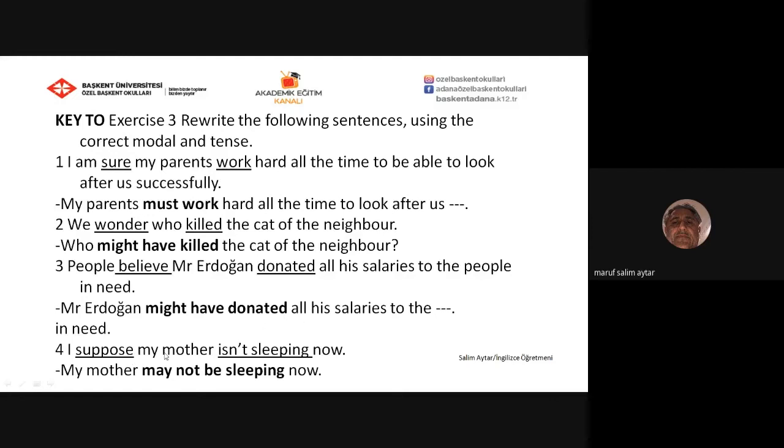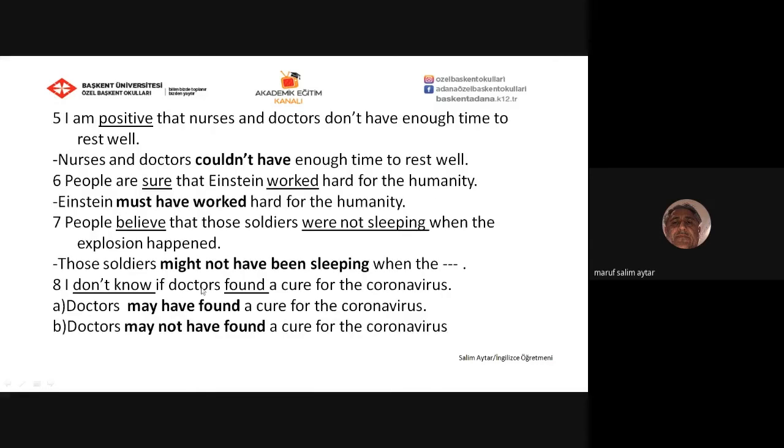I suppose my mother isn't sleeping now. My mother may not be sleeping now or might not be sleeping now. I'm positive that nurses and doctors don't have enough time to rest well. Nurses and doctors couldn't have or can't have enough time to rest well. It is present simple, do not forget.